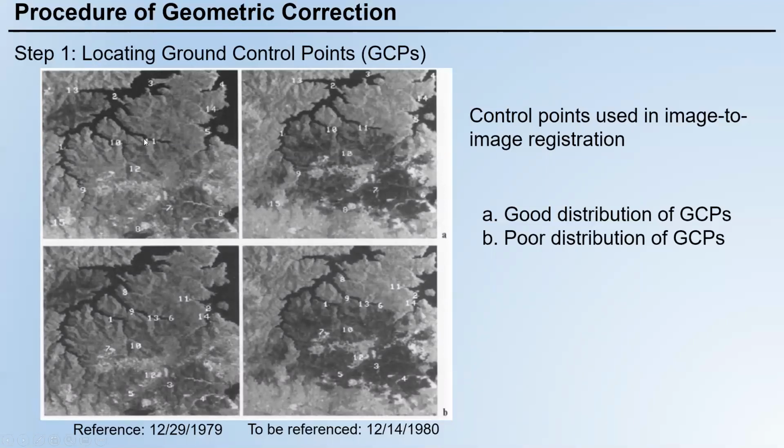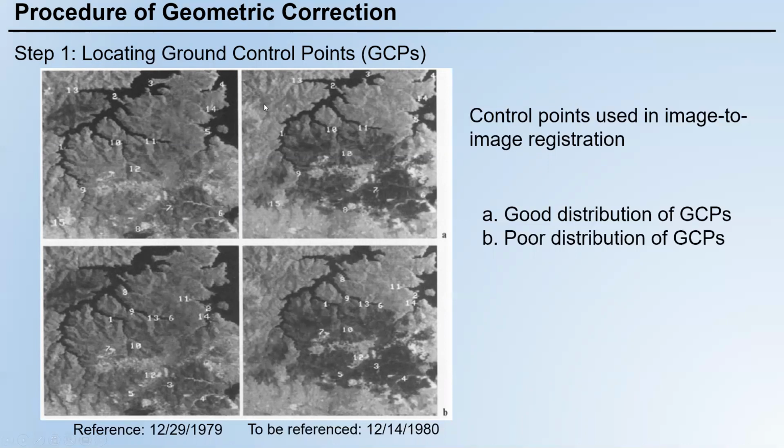So for figure A, here we have a pair of images. On the left side is the reference one. On the right side is the one to be referenced. So we have how many GCPs here? I think 15. So here is a result of GCP points finding. This pair is another result for another try at GCP selecting. The top one is a good example. The bottom pair is a bad example. Why?